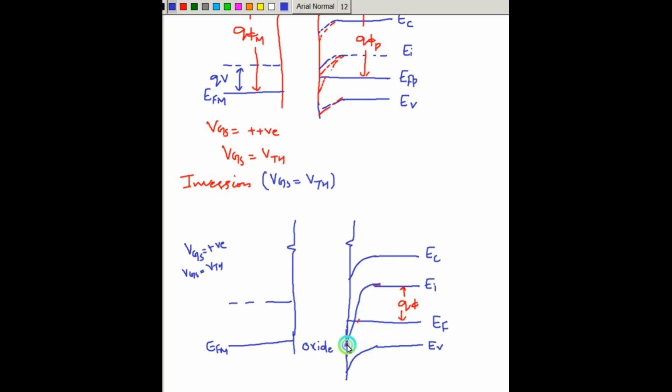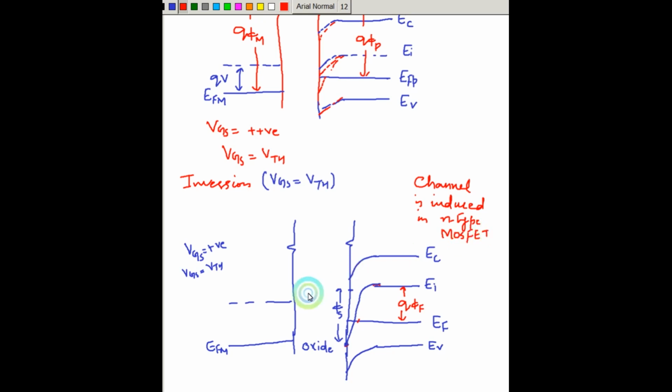Okay, now the actual position is here, and if we take this thing as the bending of bands phi s, this is q phi f actually. Okay, so this forms a channel. At this condition, we say that the channel is induced in an N-type MOSFET.